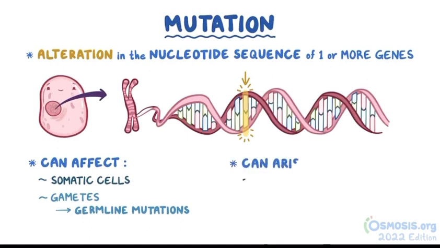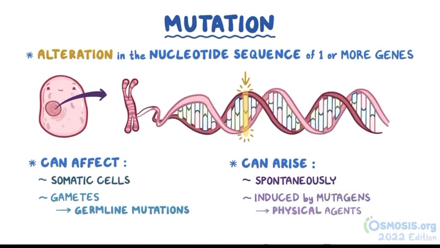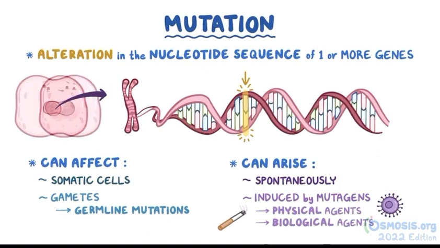Now, mutations can happen spontaneously, or they can be induced by mutagens. Mutagens include physical agents like UV rays and chemicals, to biological agents like viruses. Often mutations happen during DNA replication, which happens right before a cell divides.